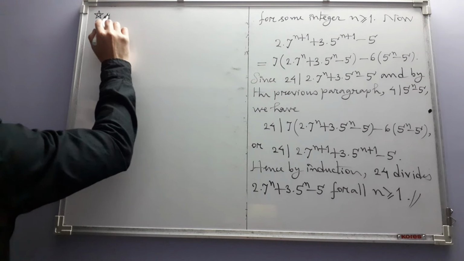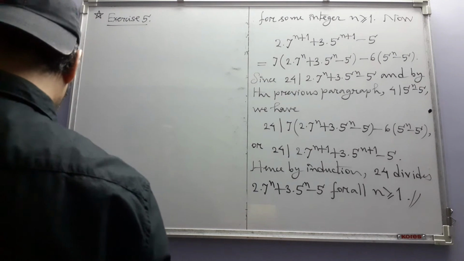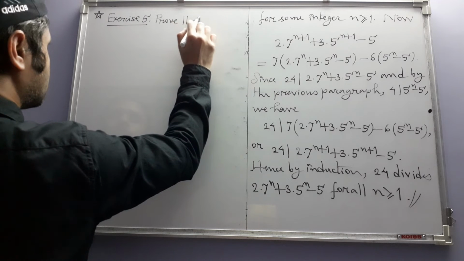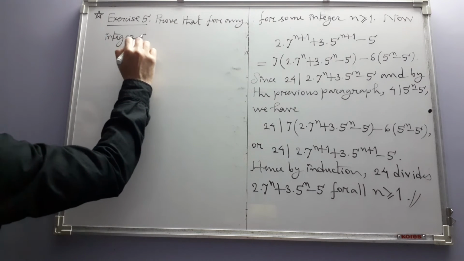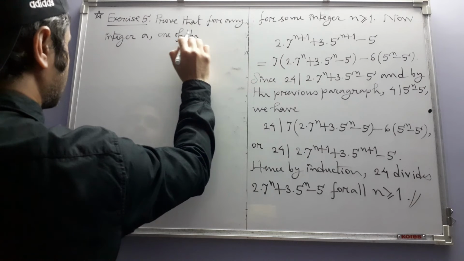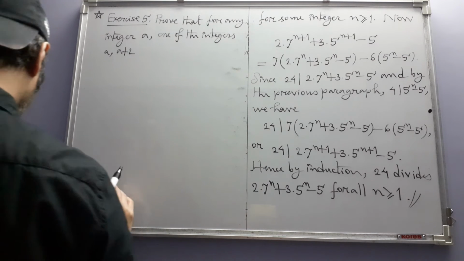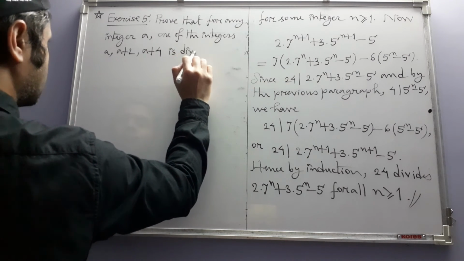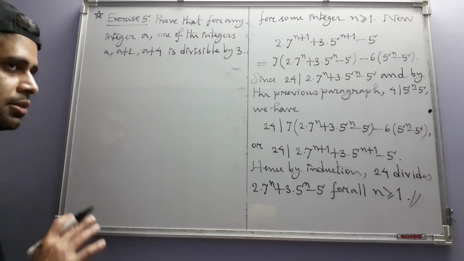Next, exercise 5. Prove that for any integer a, one of the integers a, a plus 2 and a plus 4, one of them is divisible by 3, irrespective of what a is.